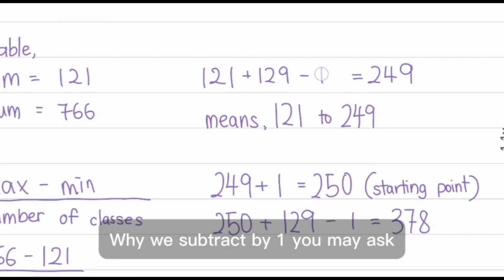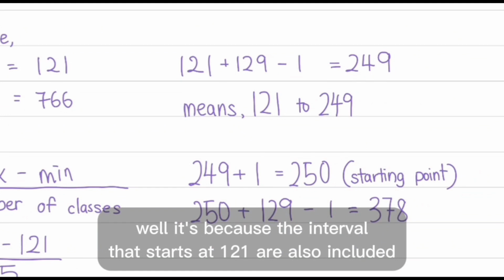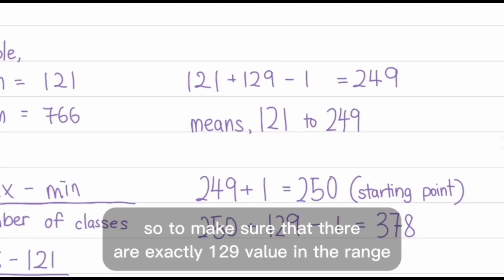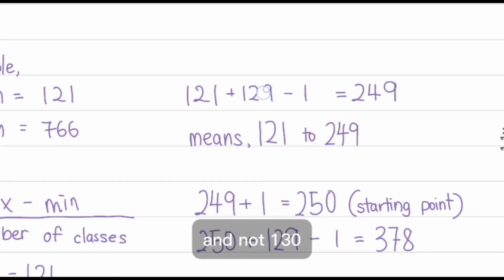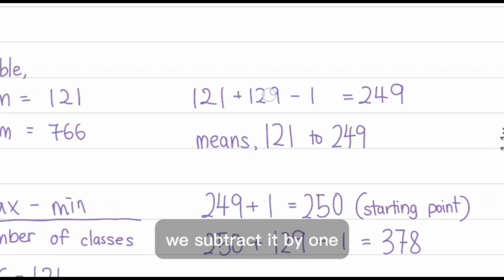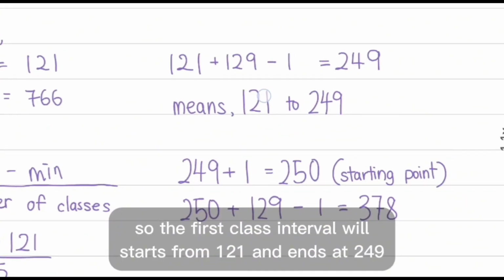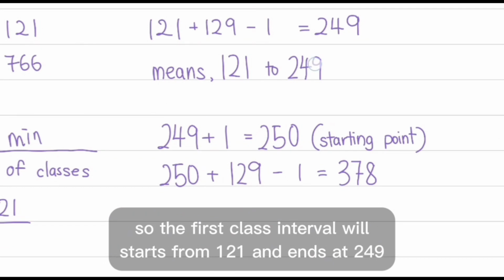Why do we subtract 1, you may ask? Well, it's because the interval that starts at 121 is also included. So to make sure that there are exactly 129 values in the range and not 130, we subtract 1. So the first class interval will start from 121 and end at 249.